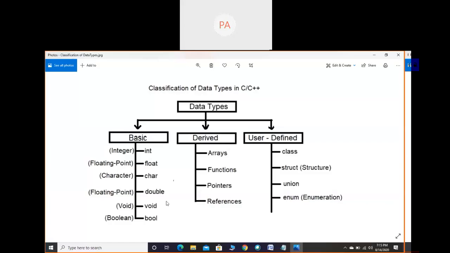Okay. Next comes the boolean data type. This is with respect to C++. When we go for the C++ programming language, there we will discuss the boolean data type. So now let us consider 5 basic types: int, float, char, double, and void.